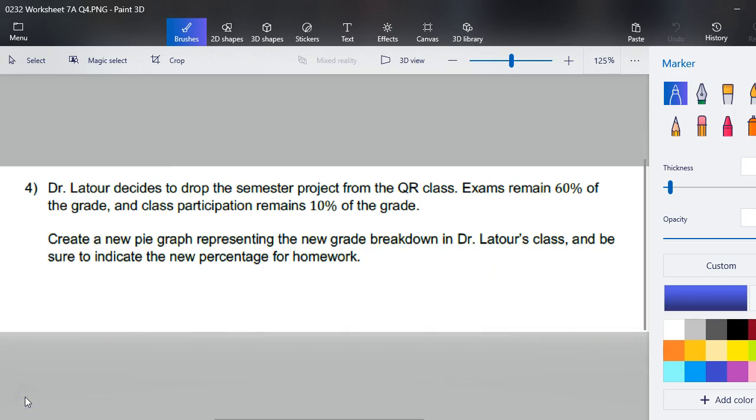On question number 4, if you haven't already paused and taken time to look at 4, and you may want to go ahead and look at 4, 5, and 6, or at least 4 and 5, work on those and then come back and we'll do those together.